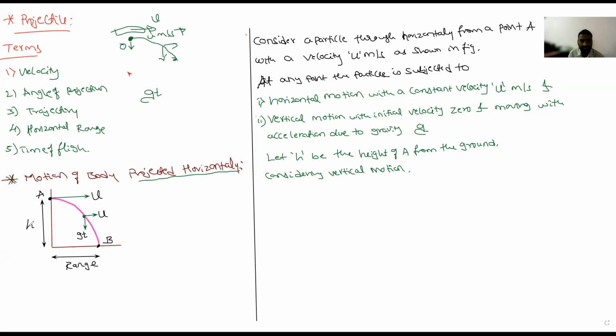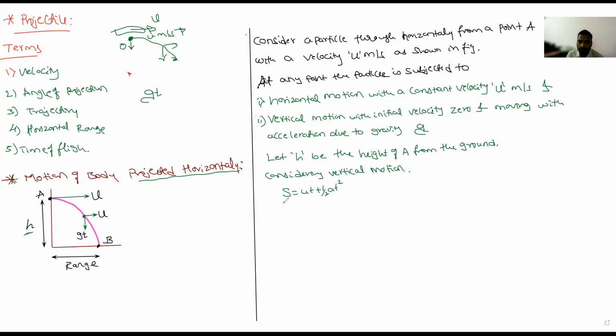At any point t, the particle is subjected to vertical velocity gt. So h is the height of the body from which it is dropped. I want to find out this height. You know the vertical equation of motion. I want to find out the s value. What is it? s is equal to ut plus half at square. Is it correct, all of you?